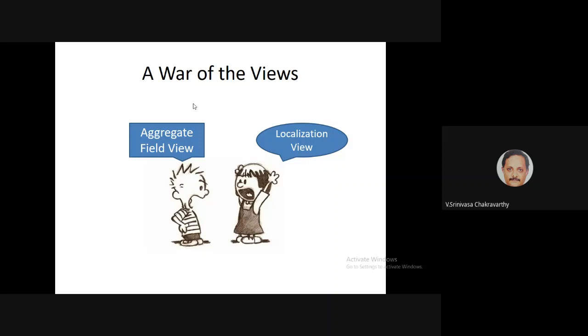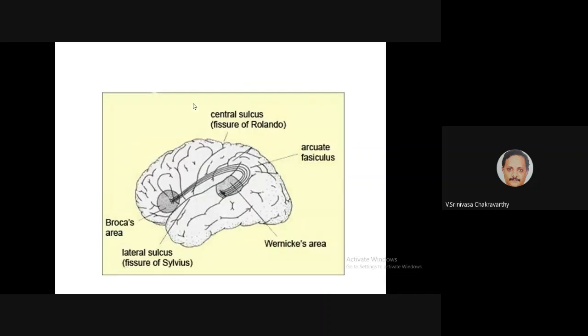So Wernicke tried to put an end to this long-standing debate or fight in neuroscience about two opposite views. One view said everything in the brain controls everything. That's called the aggregate field view. The other view said no, different parts of the brain perform different specific and exclusive functions. That's called the localization view. So Wernicke tried to give a resolution to this debate, and said that yes, different parts of the brain perform different, simple and elementary functions.